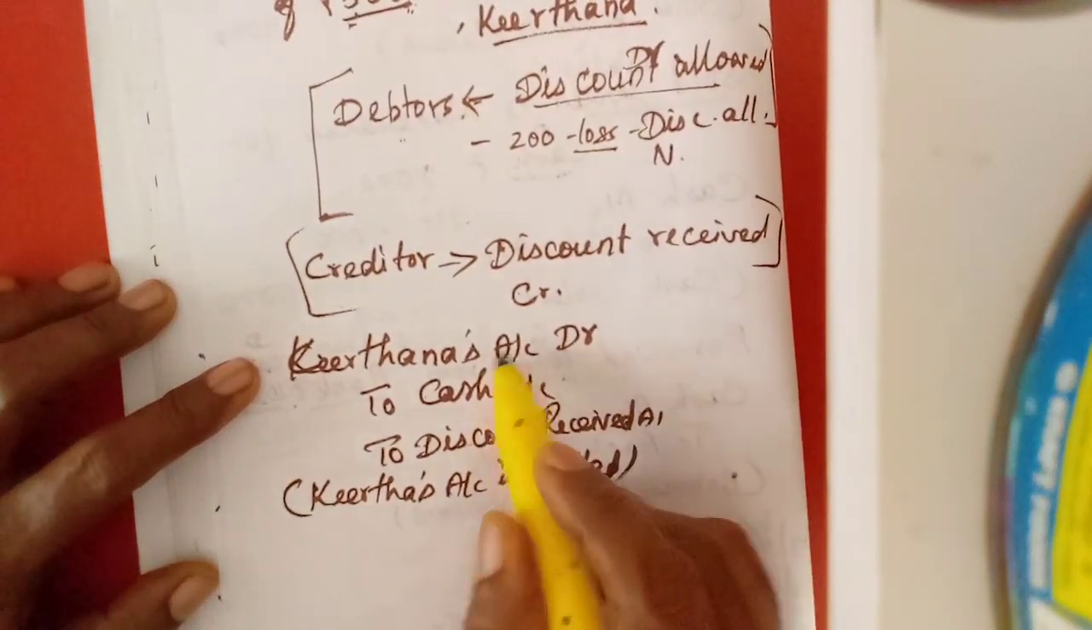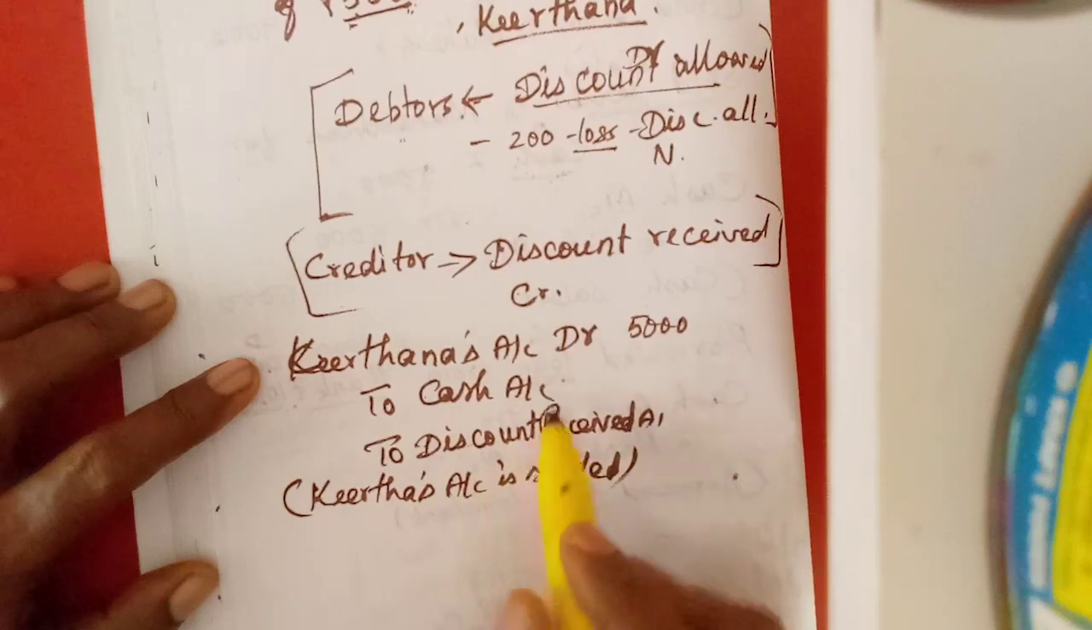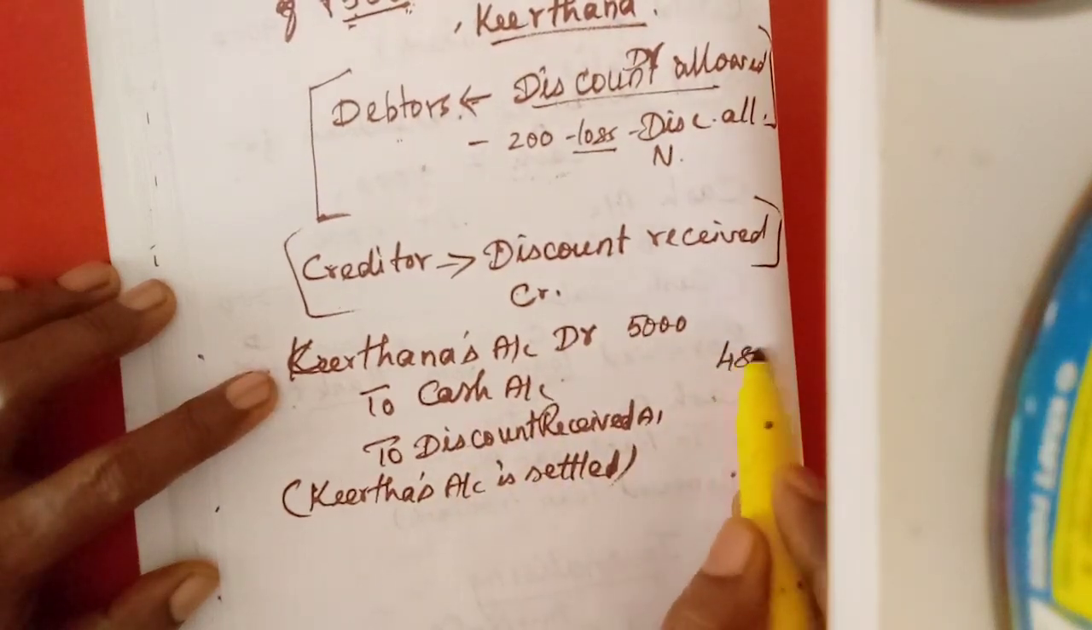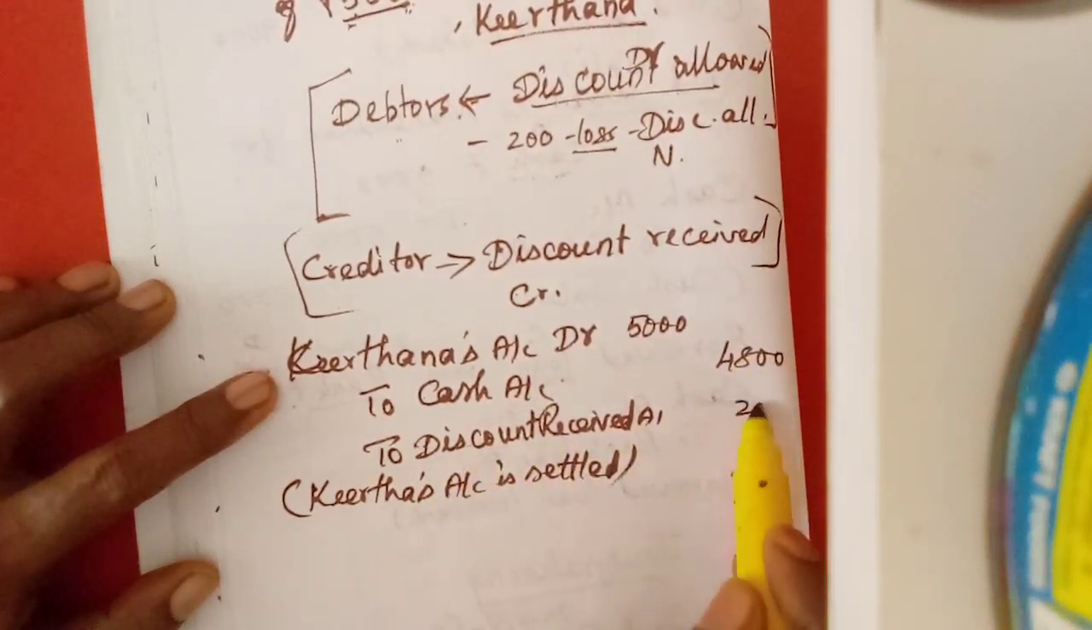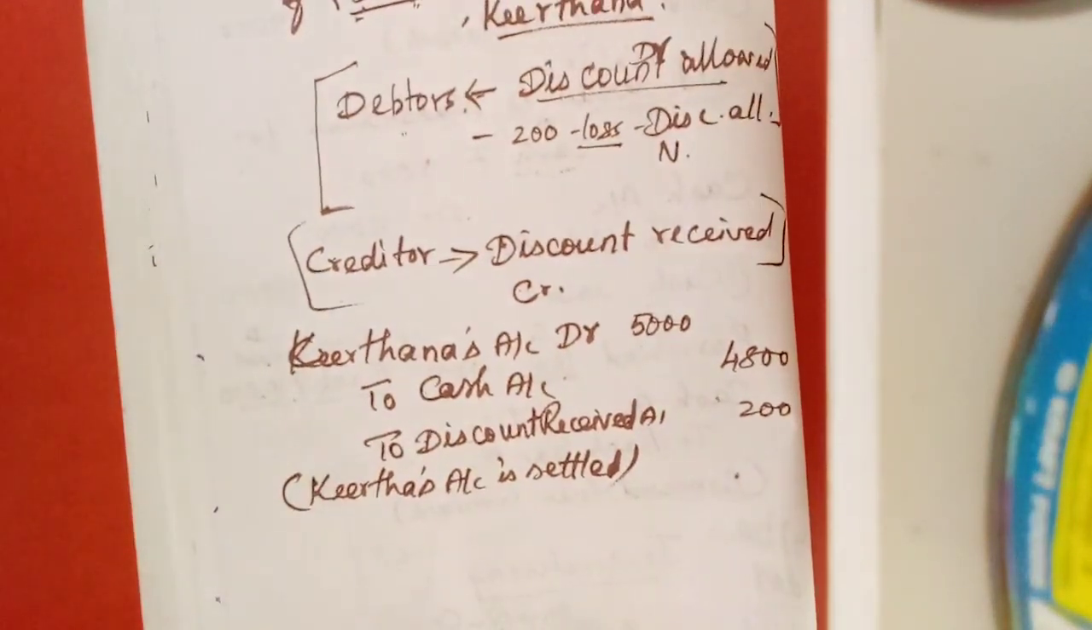Okay, Kirtana's account showed credit balance 5,000. Now we pay. Okay, debit. Cash, how much we pay? 4,800. What is the gain on that one? 200. That is the journal entry.